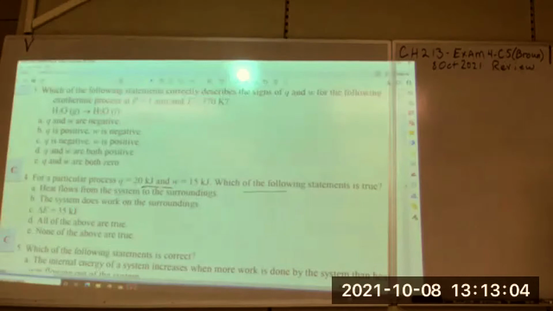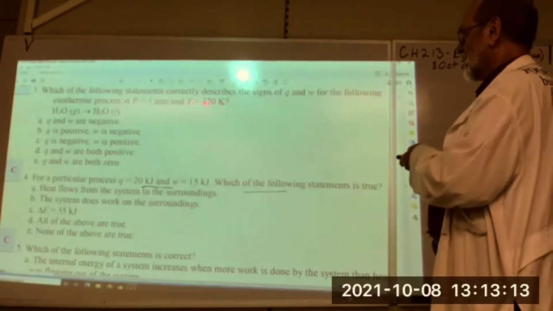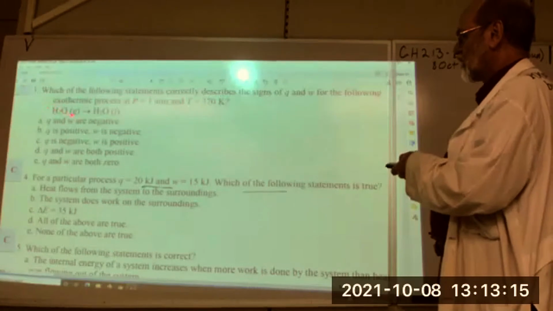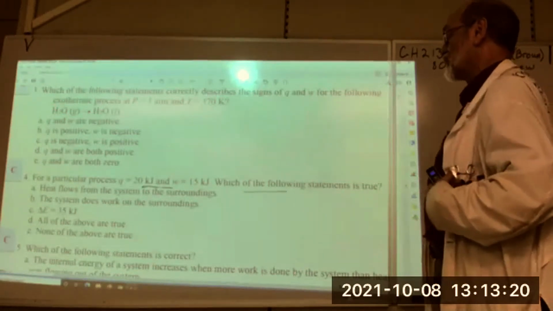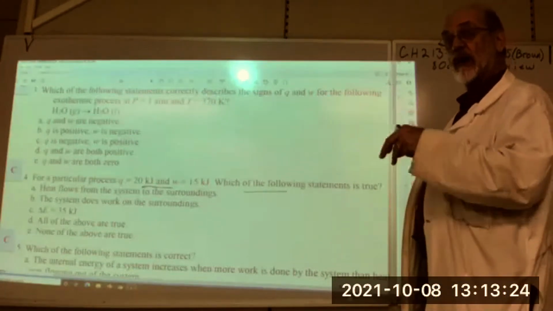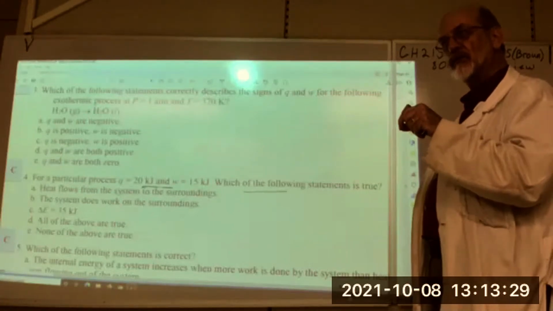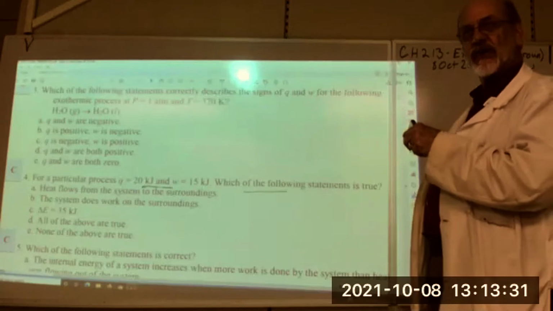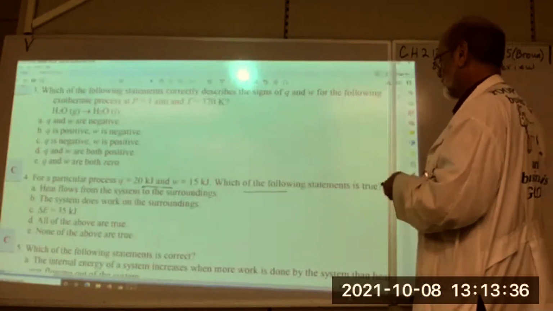Which of the following statements correctly describes the sign of Q and W for the following exothermic process at 1 atmosphere pressure, 370 K, where water goes from gas to liquid? Is that an exothermic process? Yes, if the system is the water, it goes from a gas to a liquid. In order to go from a gas to a liquid, it has to lose heat. So heat has to leave it. So that is an exothermic process.